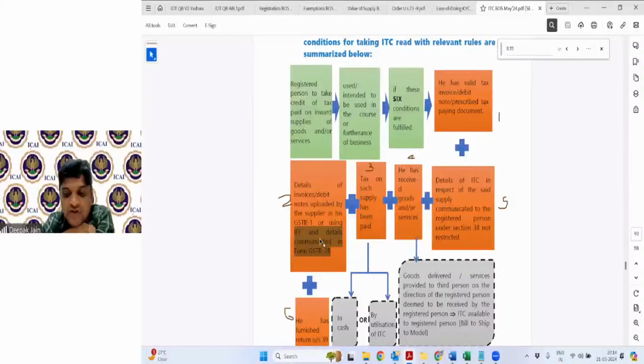Can a delivery challan be issued with goods supplied from one distinct person to another without an invoice? Yes, they can issue a delivery challan.